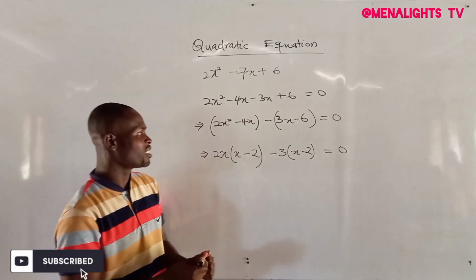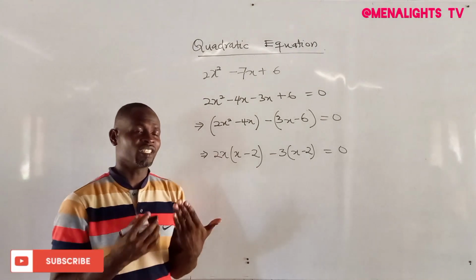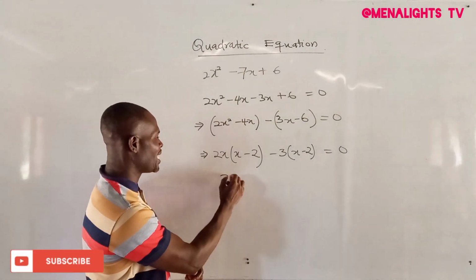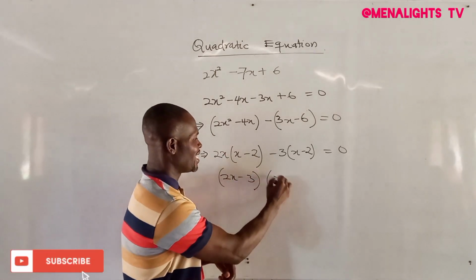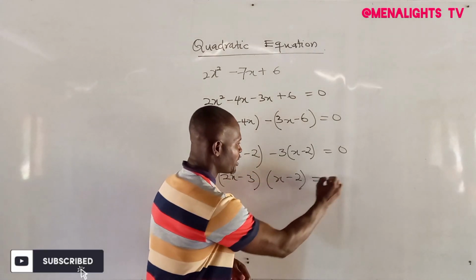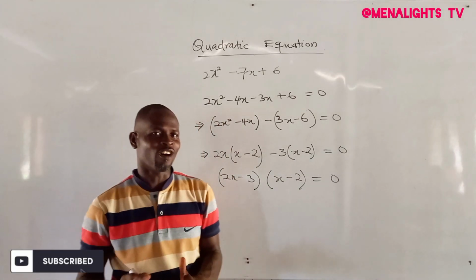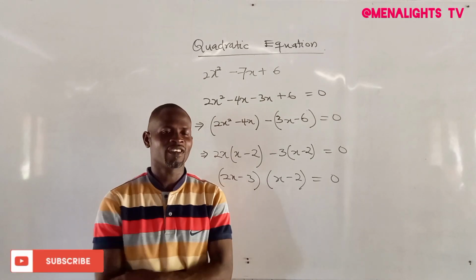So what we have to do is write the things outside the bracket. Then we pick one of the ones that we have in the bracket. So we have 2x minus 3 and then x minus 2, which is equal to 0. Now we are going to find the value of x. The values of x, not the value, the values of x.